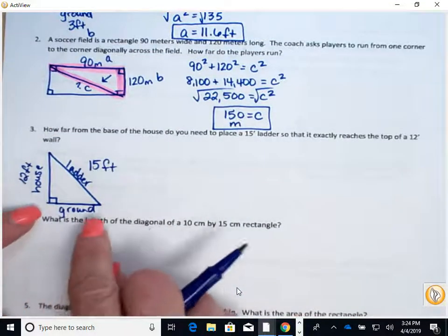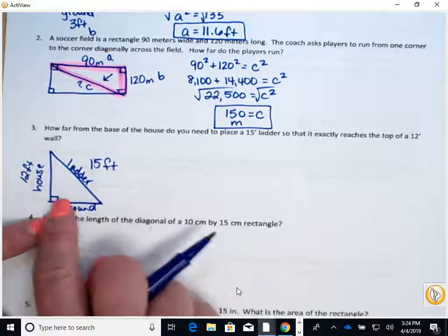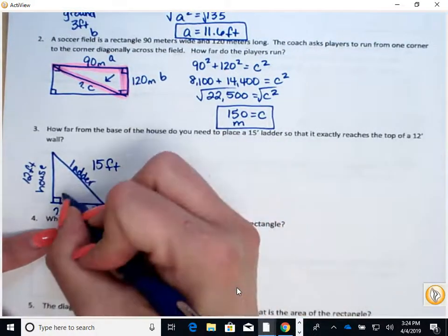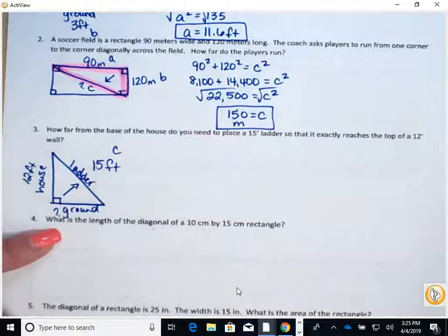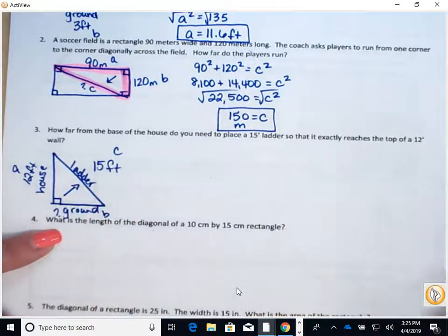And what they're wanting to know is how far from the base of the house we need to place the bottom of the ladder. So this is the side we're trying to find. All right. This is my hypotenuse side, so we know our C side. I'm going to call that side A, and the side I'm trying to find B.